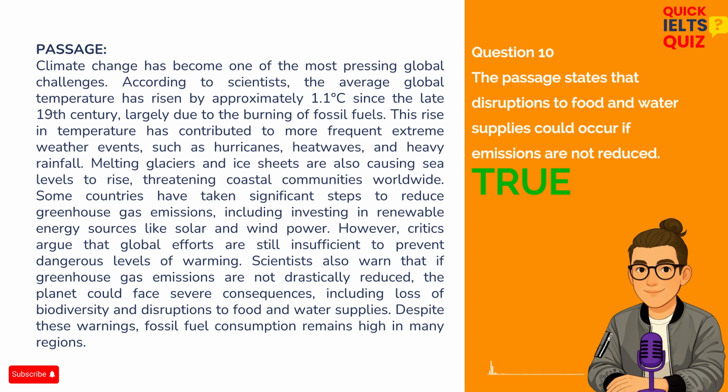The answer is true. Here's how to find it. Scan for keywords like food or water in the passage. You'll see, including loss of biodiversity and disruptions to food and water supplies. This is listed as a possible consequence if emissions are not drastically reduced. Since the information matches exactly, the answer is true.